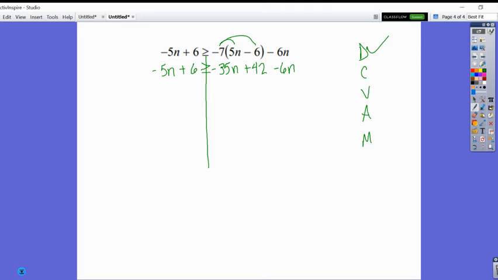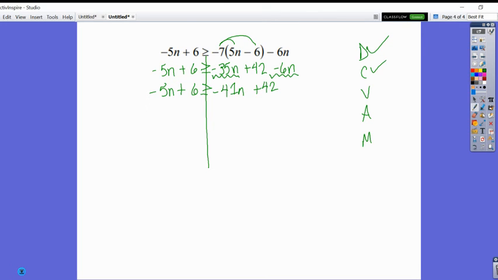Distributing done. We're going to combine like terms. Look for what you have as like terms, a -35 and a -6. It's going to give us a -41n, still bring down that positive 42 that we haven't used. And on the left side as well, bring down that -5n and the plus 6. It's still greater than or equal to.